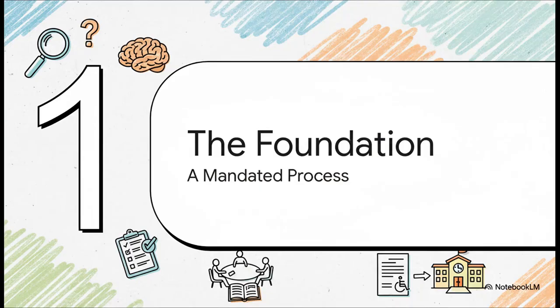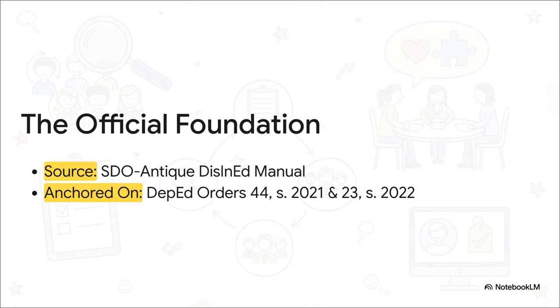So you might be wondering, what makes this process so official? Well, it's not just a set of good ideas, it's a mandated system with real legal and educational weight behind it. The entire process is laid out in the SDO-Antique Disability Inclusive Education Manual. And what's really crucial here is that it's anchored on national mandates from the Department of Education. This connection to national policy ensures a consistent, high standard of care for every learner.